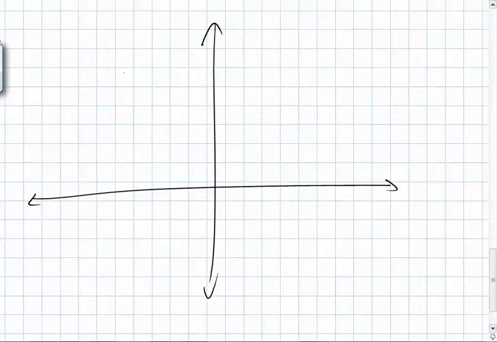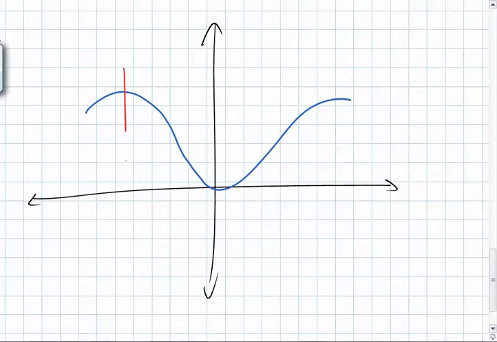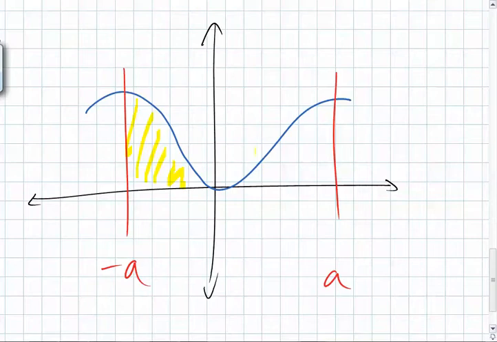Let's say we had an even function where it does the same thing on each side of the axes, like this. And let's say I went from negative a all the way to a. What you know, because it's an even function, is that this area right here is the exact same as this area right here. So instead of going from negative a to a, you can go from 0 to a twice. So you just double 0 to a.